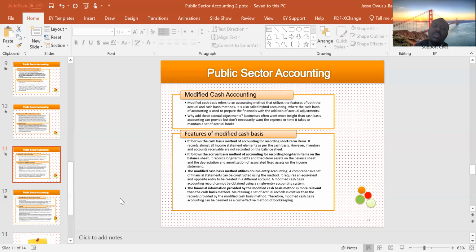So why do they add accrual adjustments at all? Because sometimes organizations want more insights than just the cash basis accounting, because the cash basis of accounting doesn't provide accrual insights. So organizations would want to have that understanding. What are the features of a modified cash basis? It follows the cash basis method of accounting for recording short-term items.